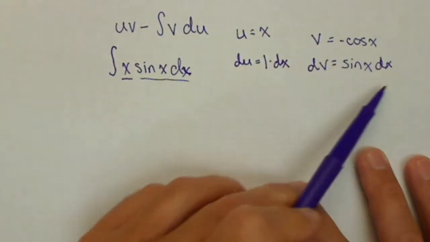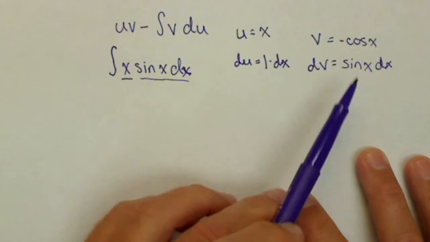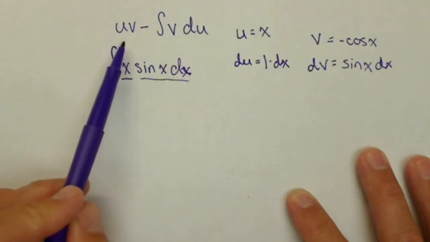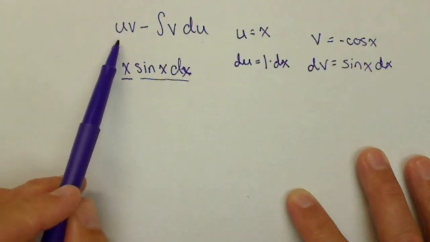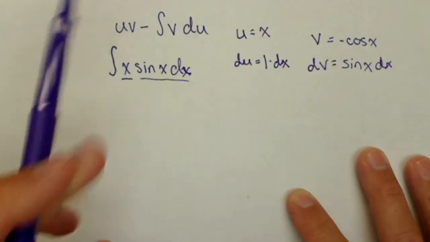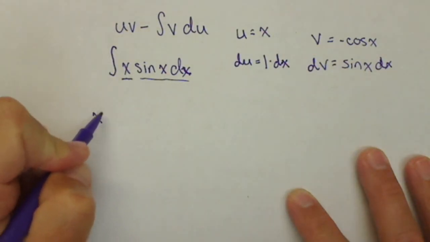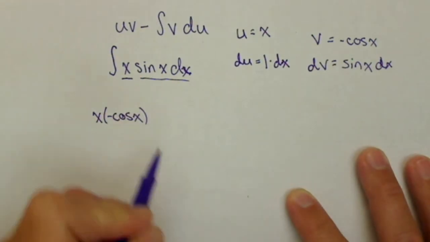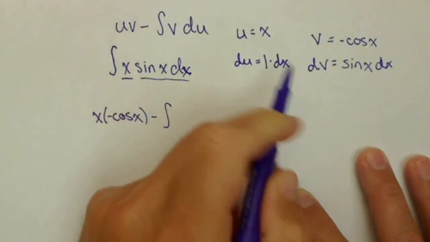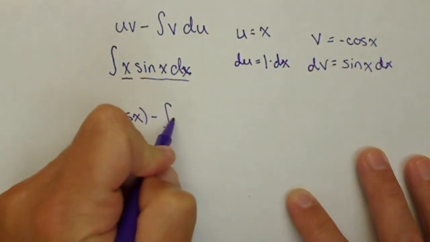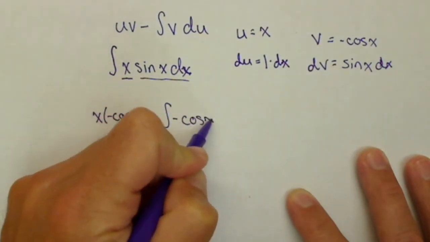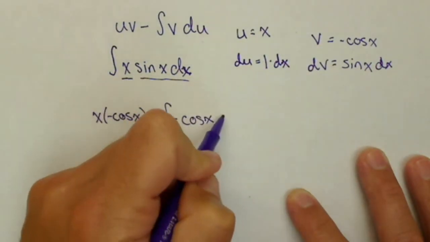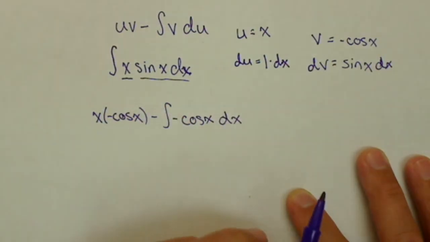This is the biggest piece. If you can choose u and dv correctly, you know what you're doing next. You're putting it into this form here. So let's put it together. uv, so I'm going to have x times negative cosine x minus the integral of v, which is negative cosine x, du. And I'm just going to write dx instead of 1 dx.